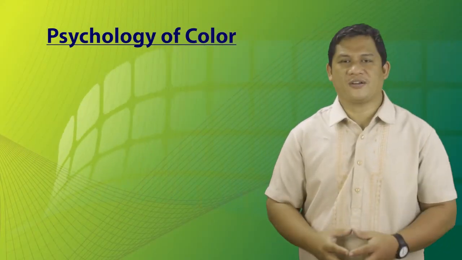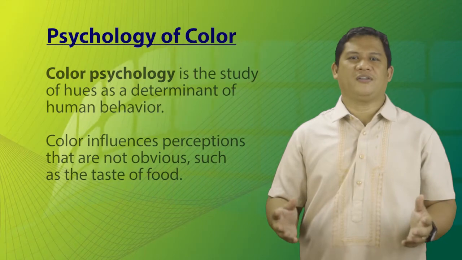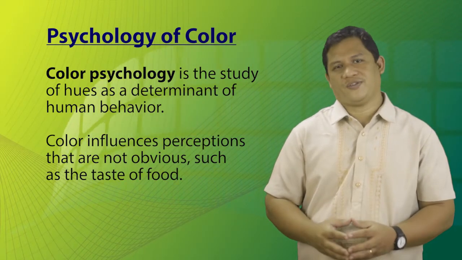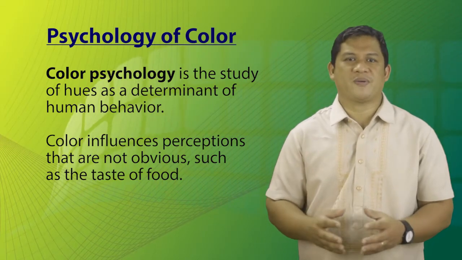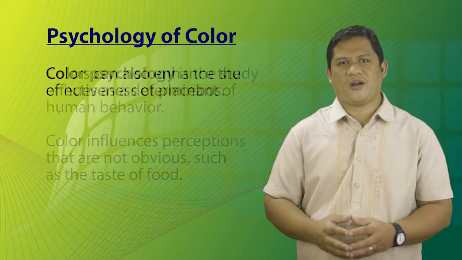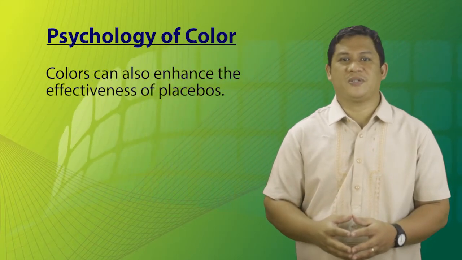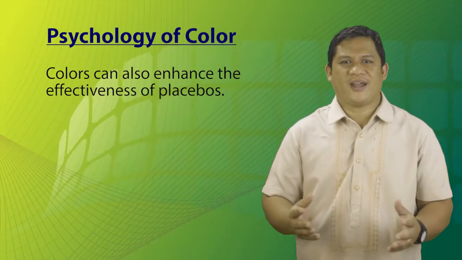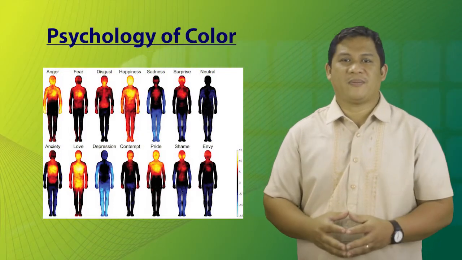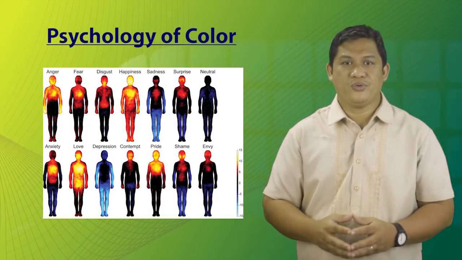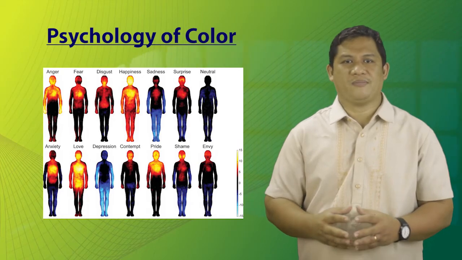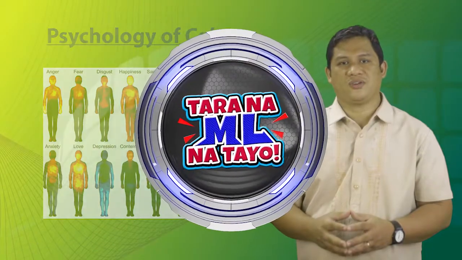Let's move on to the psychology of colors. Color psychology is the study of hues as a determinant of human behavior. Color influences perceptions that are not obvious, such as taste of food. Colors can also enhance the effectiveness of placebos. For example, red and orange pills are generally used as stimulants. There are four psychological primary colors: red, blue, yellow, and green. They relate respectively to the body, the mind, the emotions, and the essential balance between these three.